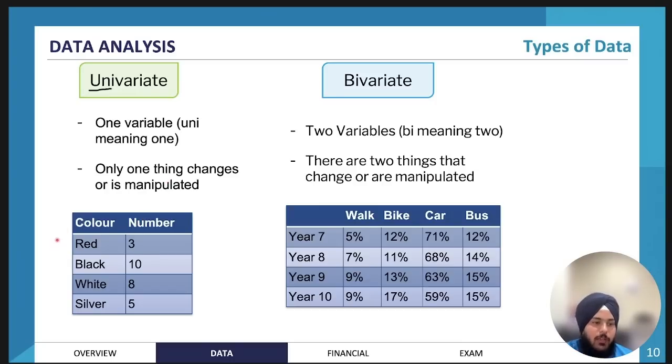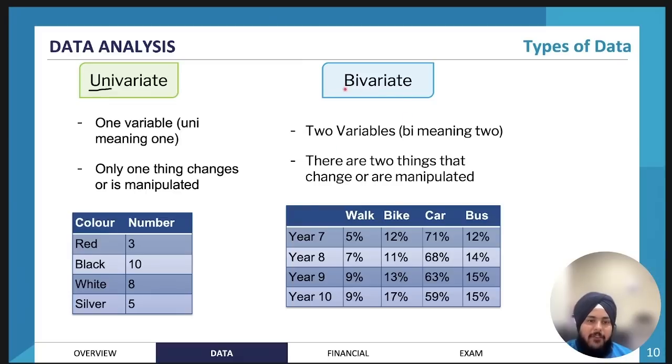So for example, color is something that we might be recording. For example, the color of cars that pass through a particular intersection. We're only looking at one variable here. So therefore, this would be univariate data.